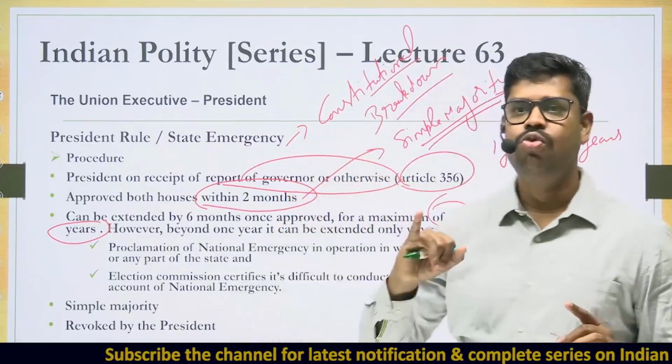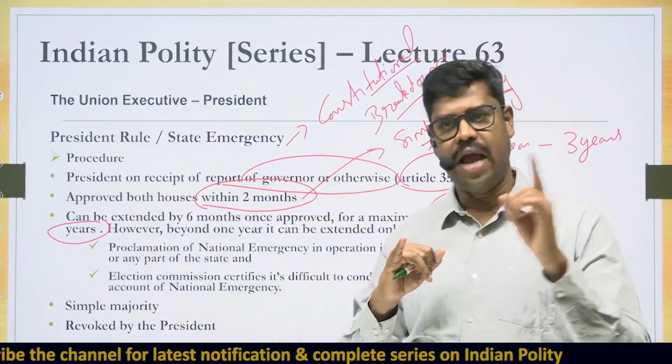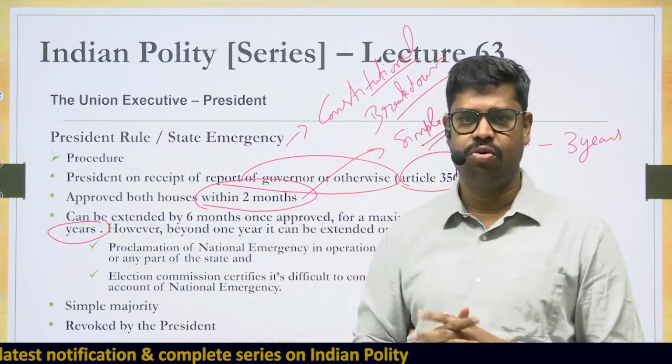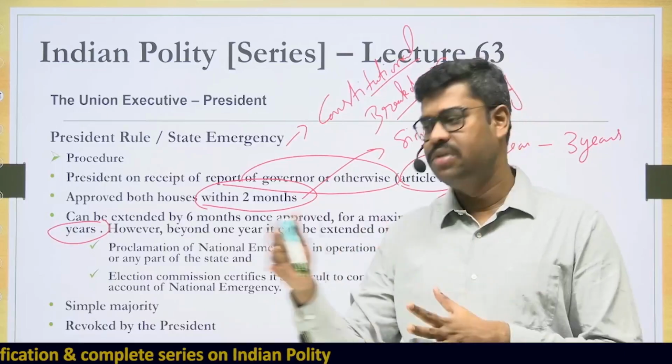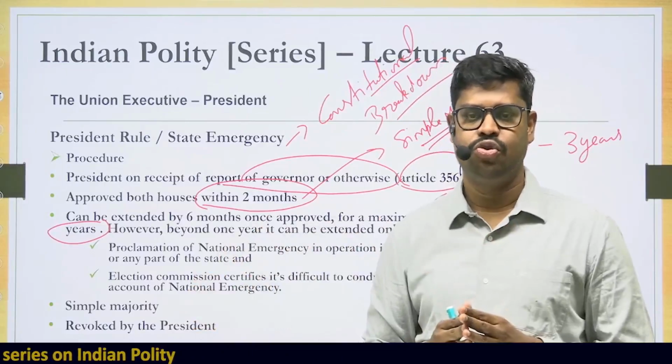So basically, who can impose a state emergency? The president can impose a state emergency either based on the report of the governor or otherwise, but by the aid and advice of the Council of Ministers, when he believes that there is a constitutional breakdown in that particular state, only on the grounds of constitutional breakdown.